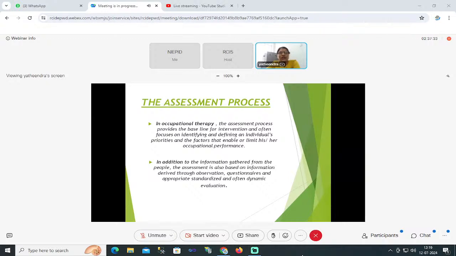In addition to the information gathered from the people, the assessment is also based on information derived through observation, questionnaires, and appropriate standardized and often dynamic evaluation.